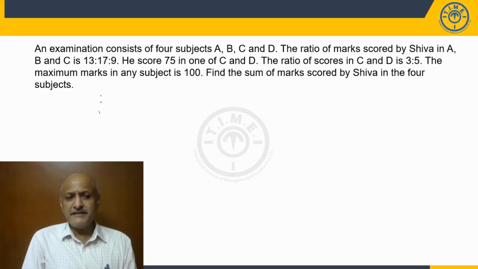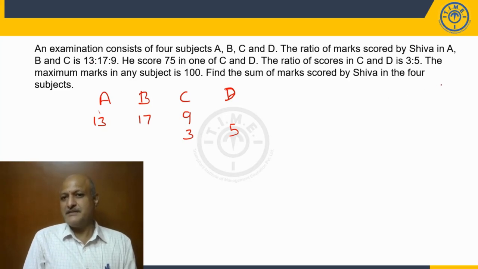There are 4 subjects. Let's consider A, B, C and D. We know the ratio for A, B and C is 13:17:9, and the ratio of C to D is 3:5. If C were 3 parts, D should be 5 parts. If C is 9 parts, then 3:5 can be written as 9:15. It implies the ratio of A, B, C and D can be taken as 13:17:9:15. That is the ratio of the scores of A, B, C and D.